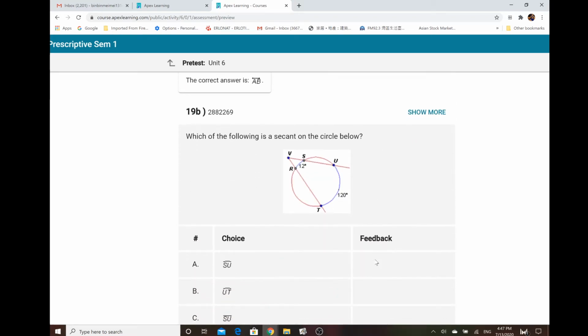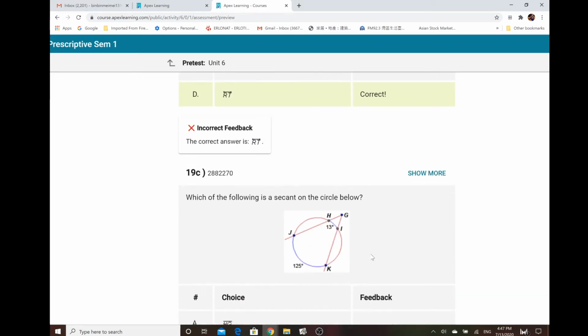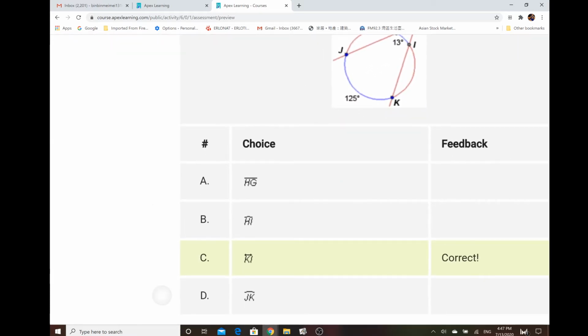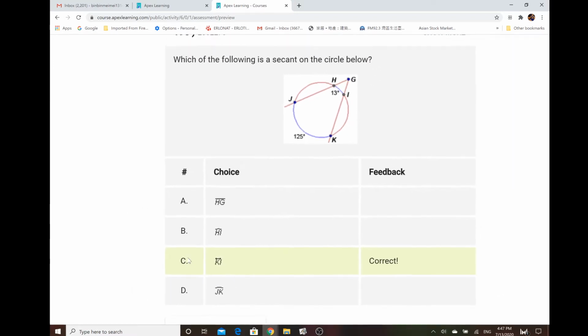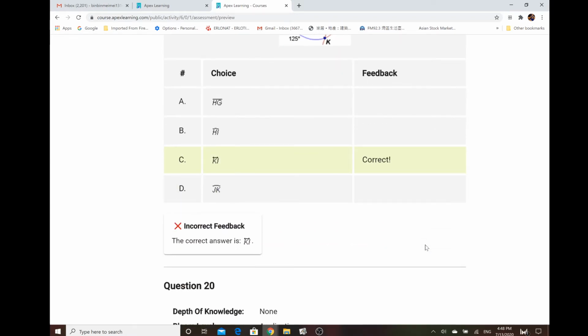And then, which one of the following is a secant on the circle below? This one would be line RT. And this one would be KI. It's a line with the arrow. Again, it's not that clear showing the arrow, so make sure you read through the symbol. If that's just a bar, that means a line segment. If that's a curve, that means an arc. But if you see the line with 2 arrows at the end, that's the line, so it goes all the way non-stop.